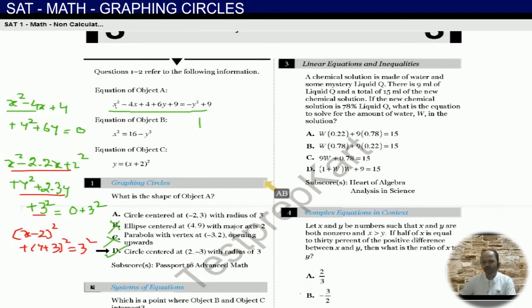Let's find the center. If we get the coordinates of the center, we can distinguish the correct answer, since there would be only one correct answer between A and D. So if we use the completing square method, then we will get D. So this is another type of approach.